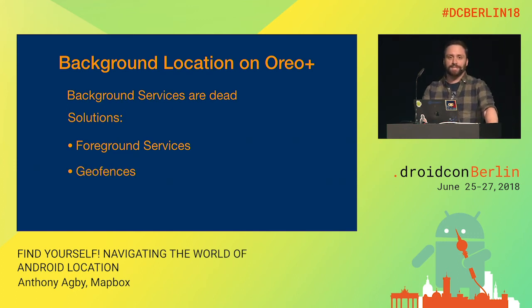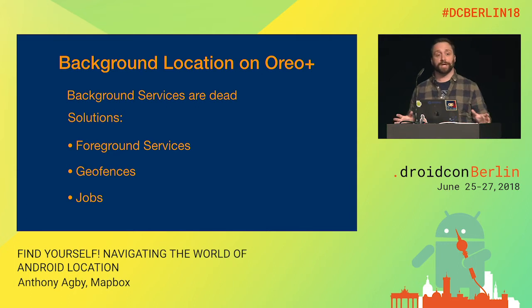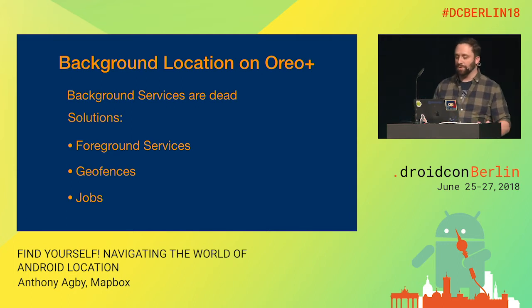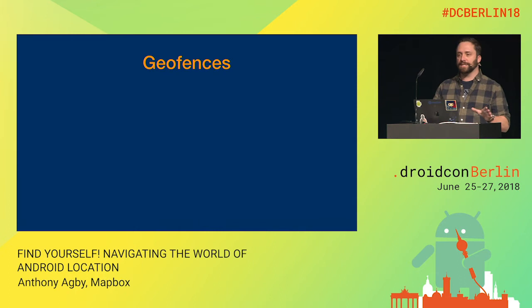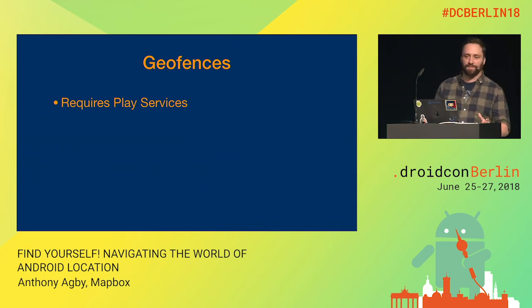There's also geofences. And if you don't know what a geofence is, that is a digital fence around a geographic area that you can detect entrance, exit, and dwelling in. And then you also have jobs that you can schedule in the background with Oreo. So let's dig into geofences really quick. Geofences require Play services. So the same limitations you experience with Fused location provider are what you're going to experience with the native geofences that Google provides for you.